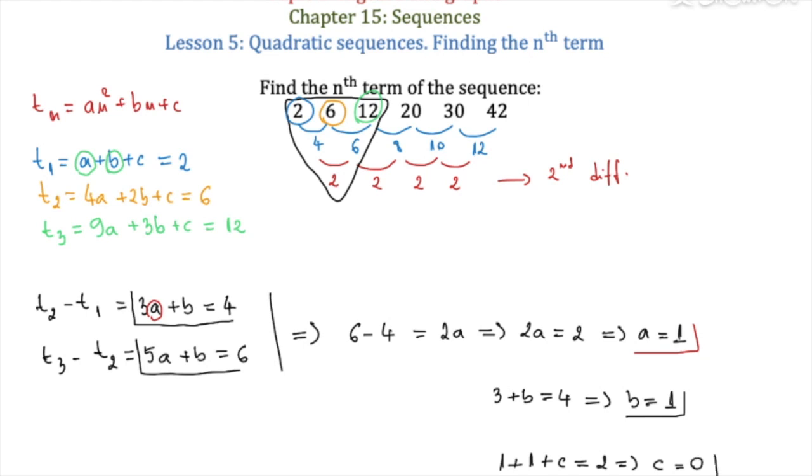Now that we have 1 for a, 1 for b, and 0 for c, we can write our general term. Our general term will be then Tn, which is the nth term. A is 1, so it's n squared, plus b is 1, so it's n, and c is 0, so we can stop here. And that is how we find the nth term of a quadratic sequence.